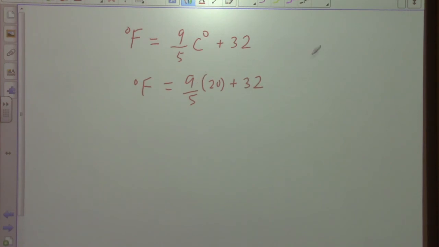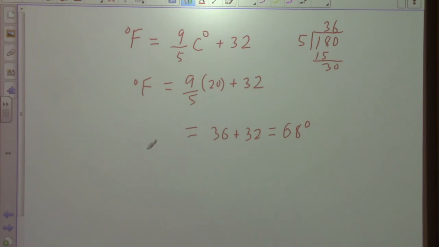And then 9 times 20, that's going to be 180. And 180 divided by 5, let's see, what is that? 3 times there, is that what that is? And then 15, and then 3, bring down the 0, 6. So that would be 36 plus 32, which is going to be 68 degrees. Okay? So we know that's 68 degrees.